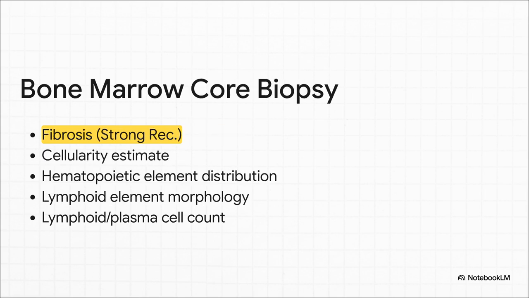And for the core biopsy, it's a similar story. We've got a list of essentials, including another strong recommendation, reporting on fibrosis. The degree of fibrosis is a major prognostic factor in myeloproliferative neoplasms, and it has to be clearly stated. The report also needs to cover cellularity, distribution patterns, and any assessment of lymphoid or plasma cells.